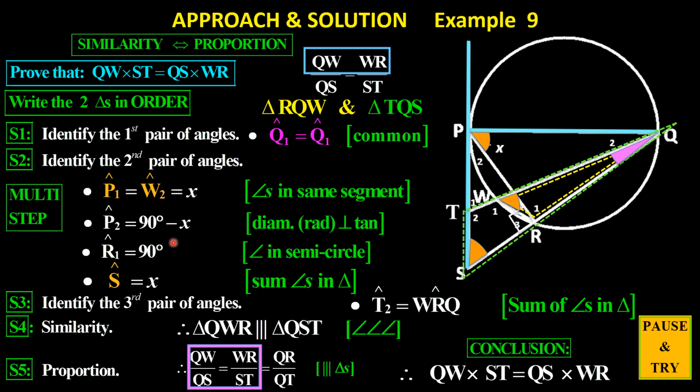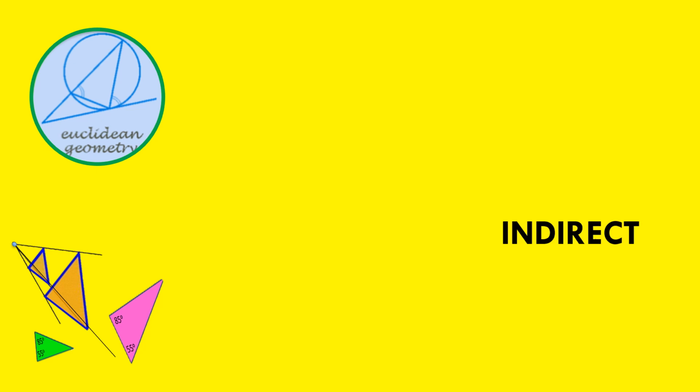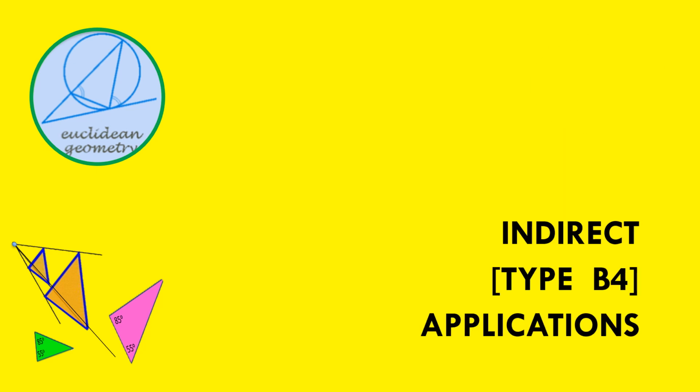You don't go directly to that. You go via, right? It's not a straight route there. We follow a multi-step procedure there. Now let's look at the fourth type of indirect type applications.